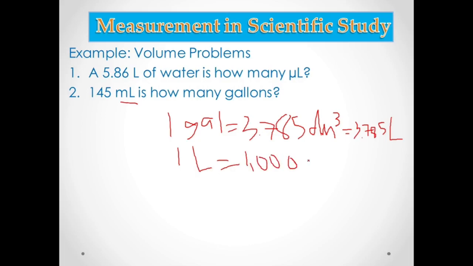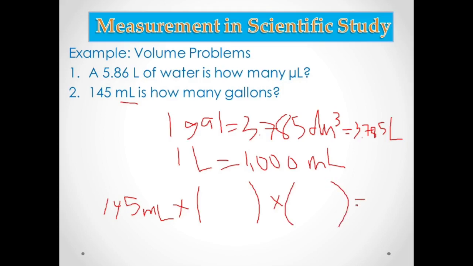Or you can say 1 ml is 1 times 10 to the negative 3 liters. So you can use either of these two conversion factors to convert ml to gallons. You write first the given, 145 ml, and multiply it with the conversion factors. Since there are two conversion factors, there are two parentheses. First is the conversion from ml to liters, so that would be 1,000 ml in the denominator and 1 liter in the numerator. Since the liter is in the numerator, in order to use the next conversion factor, the liter should be at the denominator: 3.785 liters is 1 gallon.